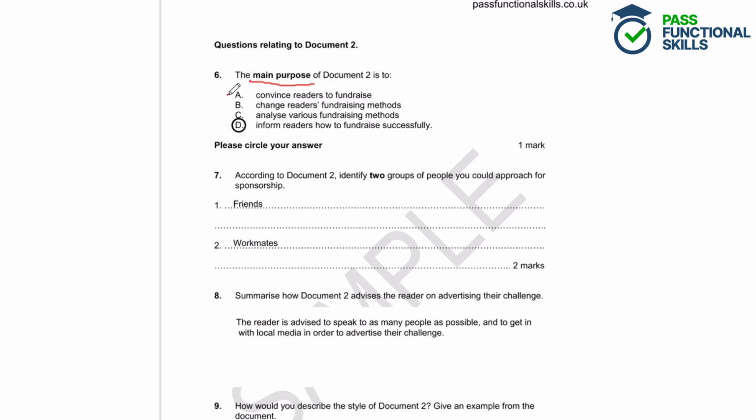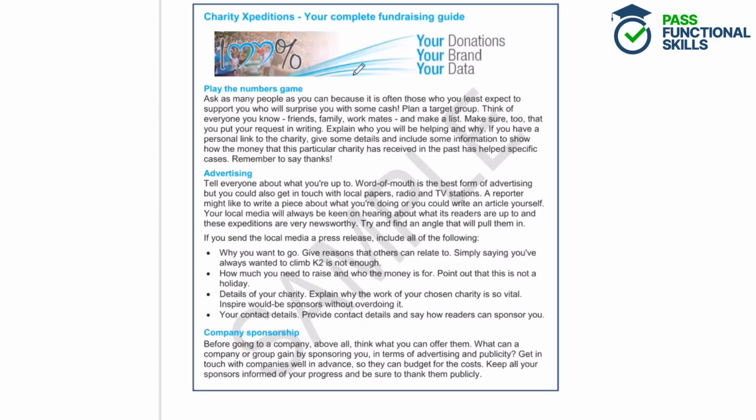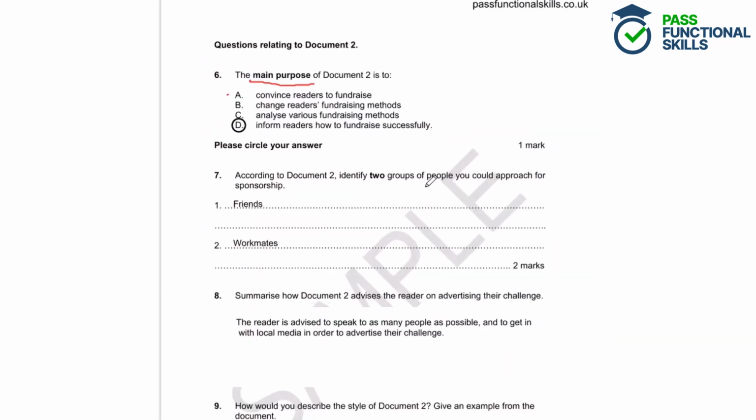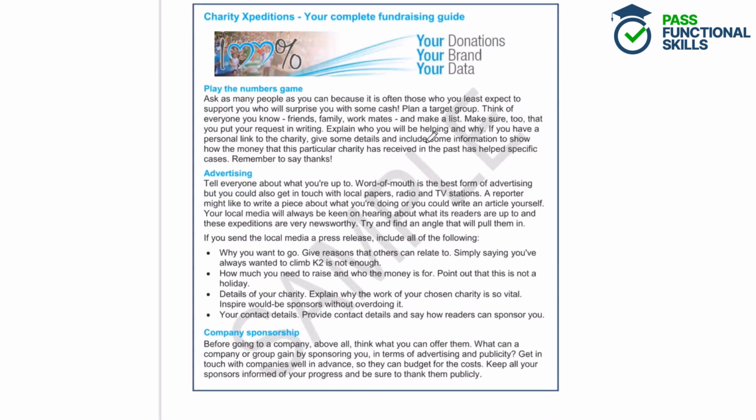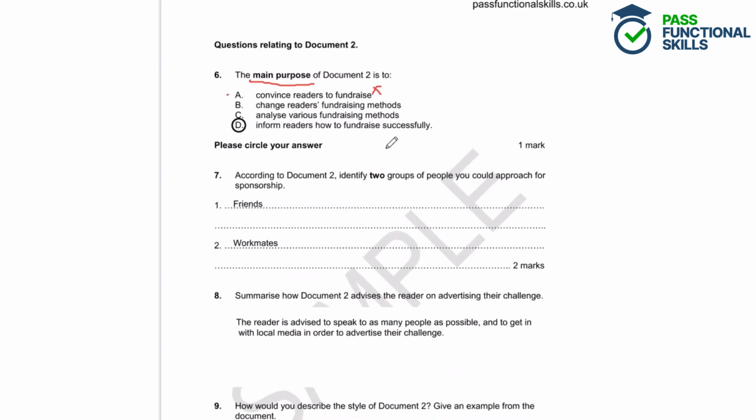So we'll start with the first one, A. Do they want to convince readers to fundraise? Well, no, it's not really giving any reasons why you should fundraise. So that's incorrect. B. Change readers' fundraising methods. Well, it doesn't really suggest that they should change what they're already doing. It's just offering them suggestions about what they should do. So ask as many people as you can, plan a target group, tell everyone what you're up to. It's just giving suggestions, not saying what you're doing is wrong and you need to change it. So that's incorrect.